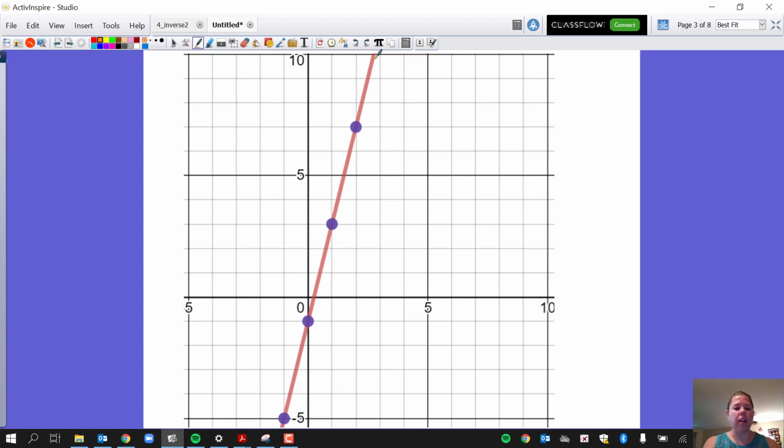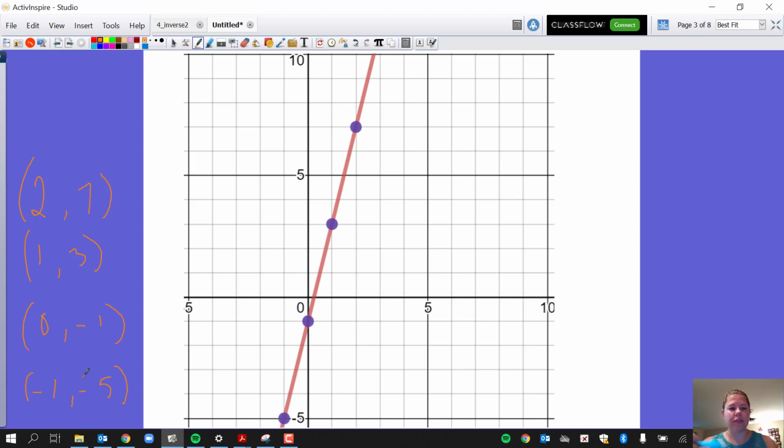And so we have here, this first point is -1, -5. I'm going to write these off to the side just so it's easier. We have 0, -1. We have 1, 3. And we have 2, 7. So those are our 4 coordinates.